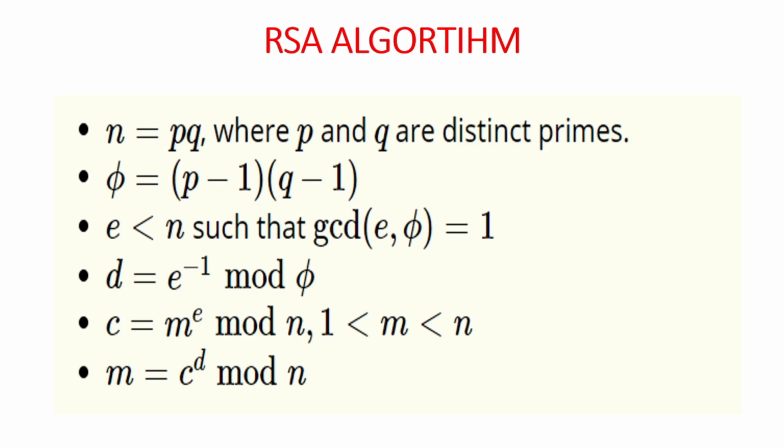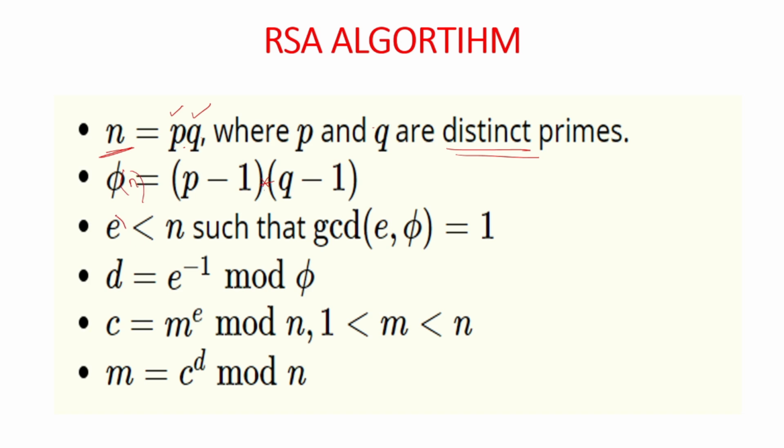So this is the algorithm, which is nothing but a sequence of steps. The first step is to select two prime numbers p and q and multiply them, and store the answer of p into q in n. These prime numbers should be distinct from each other. Then we calculate phi of n. What is phi of n? It is (p minus 1) into (q minus 1).